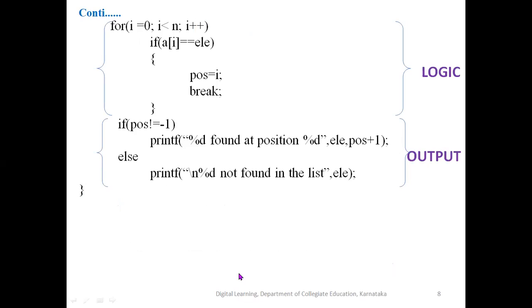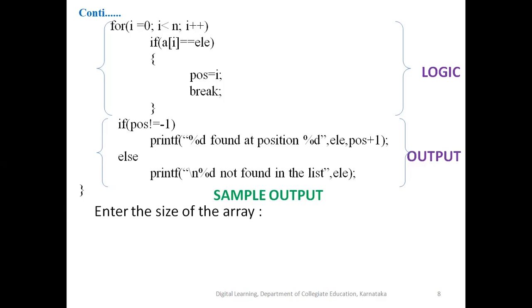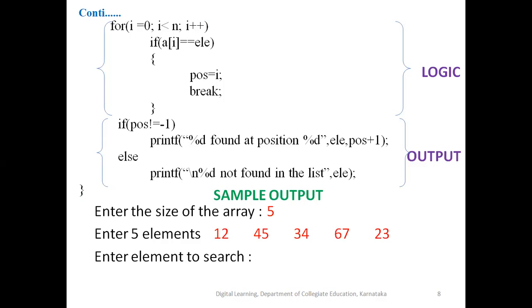Now let us see the logic of the program, how it works and its output. For that, let us see sample output. Let us accept the size of the array as 5. Next, let us read the 5 elements as 12, 45, 34, 67, 23. Next we have to accept the element to be searched. So let us consider the element to be searched as 67.